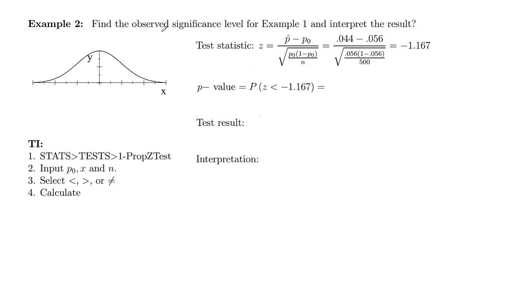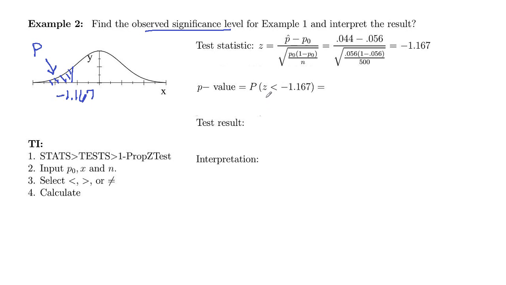So here in example 2, let's find the p-value, the observed significance level, for example 1. We'll find it directly, and then we'll check with the calculator stat functions. Our test statistic, remember, here was negative 1.167. That was down here on the left. And this was a lower tail test, so the p-value is the area past the test statistic right there.